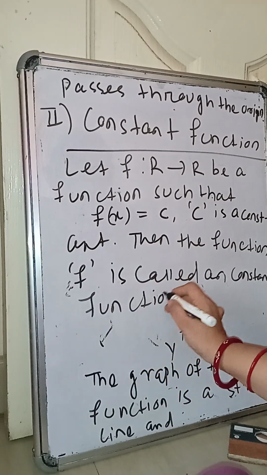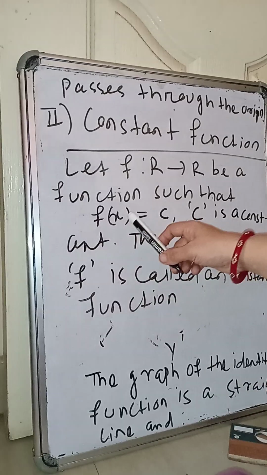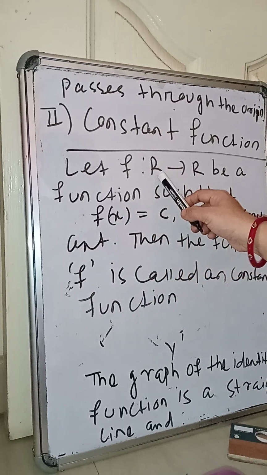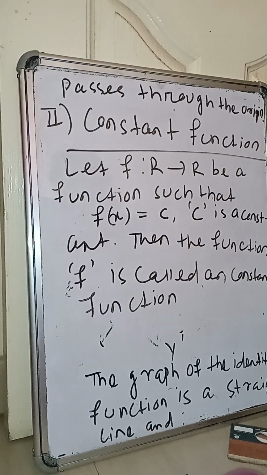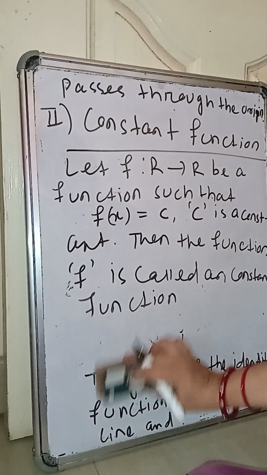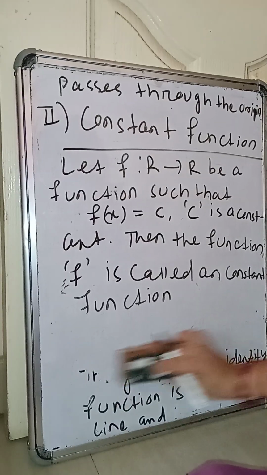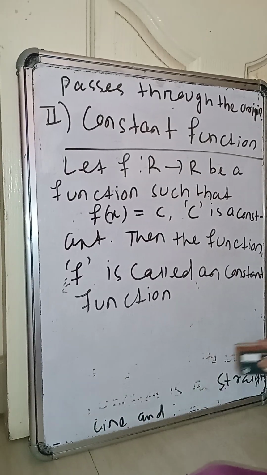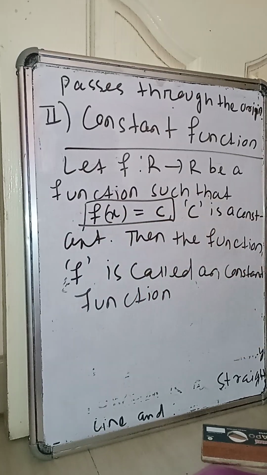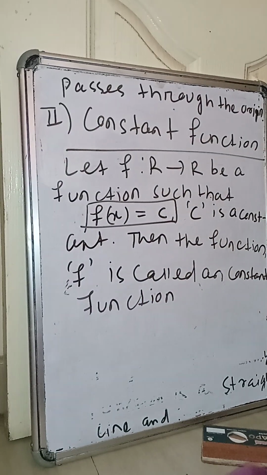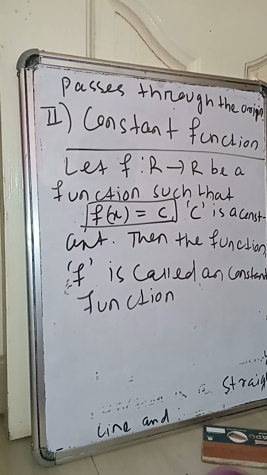As the name suggests, for a constant function, whatever value you take for x from your domain set, its image is a constant. C may be a positive number, C may be a negative real number. So if your function takes this form, where c is a constant, then this is called a constant function.